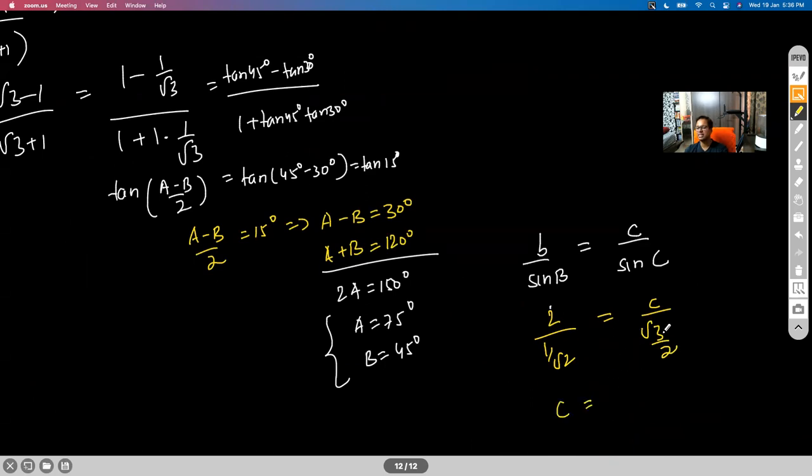So let's take it on the other side. So this is going to be 2 into root 3 by 2 into root 2. Correct? Correct me if I'm wrong. 2 goes off. So your answer is going to be root 6. So small c is going to be root 6.